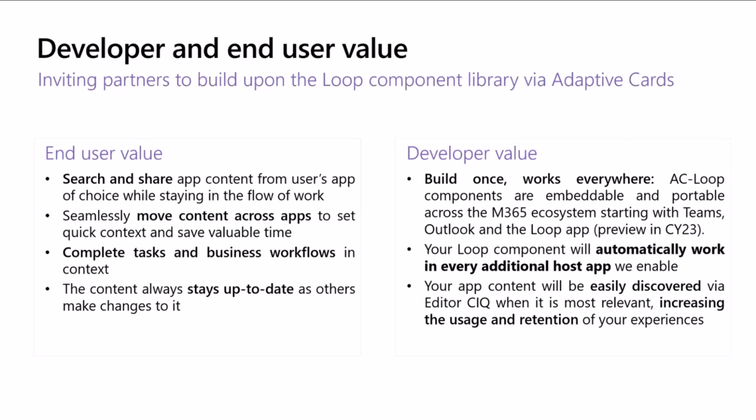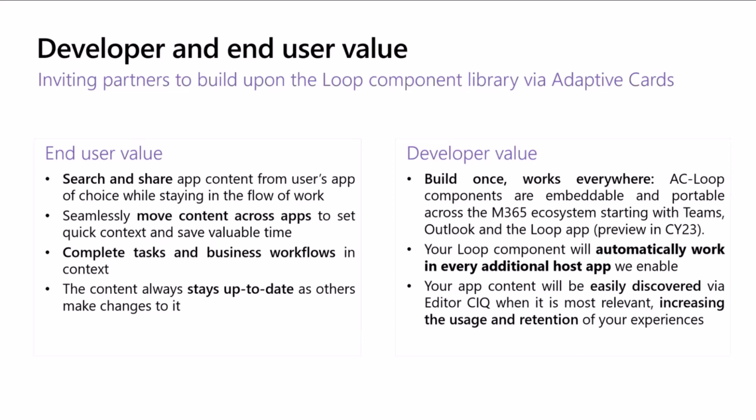So those are native loop components. Here we are talking about extensible loop components, which our developers can also build. The loop components stay in sync and automatically work in every additional host app that we enable. Right now, the support is only available for Teams and Outlook. We are right now in preview, and I'll share more details in the later slides. And we are targeting preview in the loop app by the end of this year.